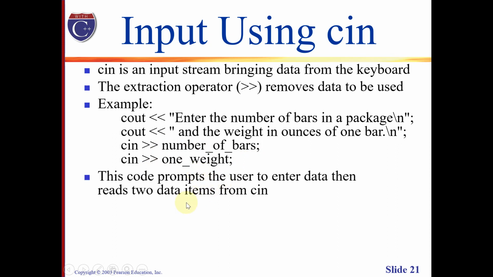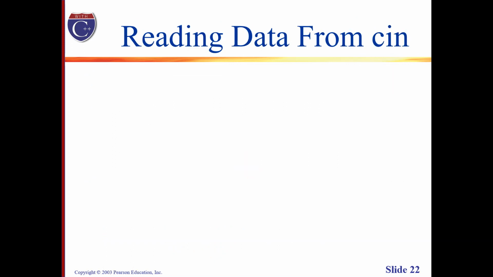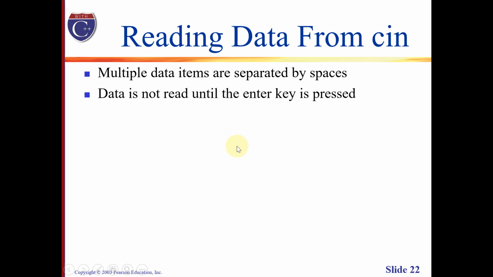The code above prompts the user to enter data, then reads two data items from cin, and then stores those inputs to their corresponding variables. When reading data from cin, multiple data items can be separated by spaces. Data is not read until the enter key is pressed. This allows the user to make corrections.